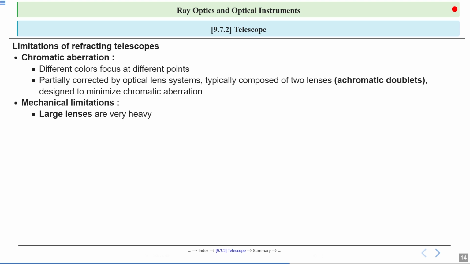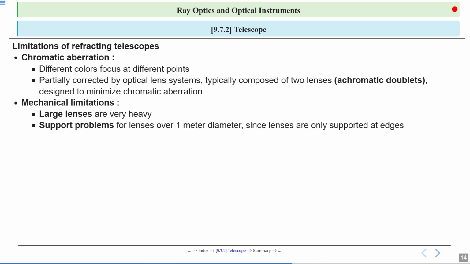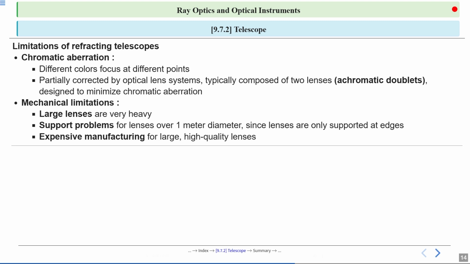Manufacturing large, high quality lenses is also very expensive. So large lenses are very heavy, and they are difficult to hold within the telescope because they are supported only on the edges. Also, manufacturing large quality lenses is very expensive. So, the support problem for lenses of 1 meter is that lenses are only supported at the edges, and manufacturing large high quality lenses is expensive.